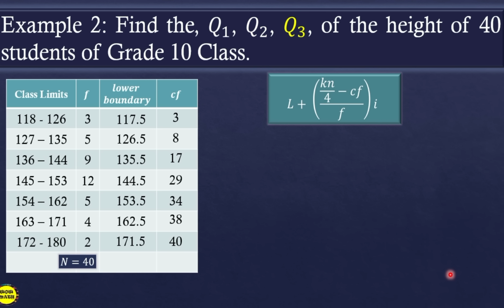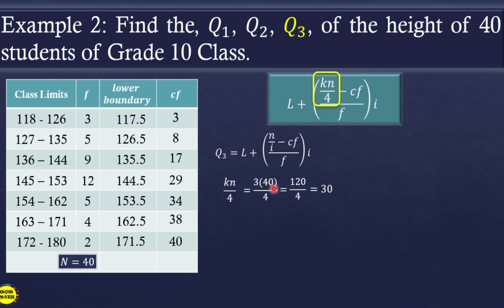Last, okay, for the third quartile, so yung K natin, papalitan natin ng 3. 3 times 40, that is 120 divide 4, the answer is 30. So si 30 ay nasa pagitan ni 29 and 34. So kunin palagi yung mas mataas yung number, so 34. So ito yung quartile class natin. So yung cumulative frequency natin dito is 29.